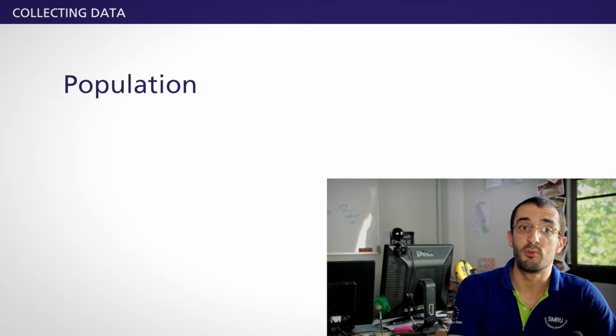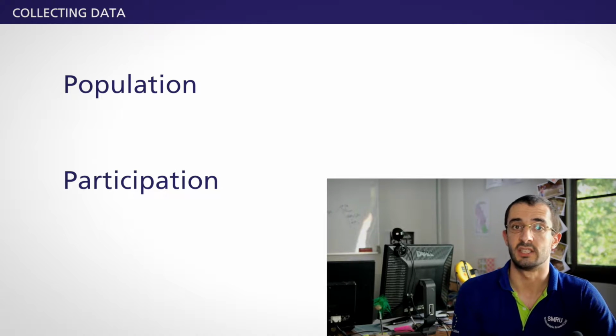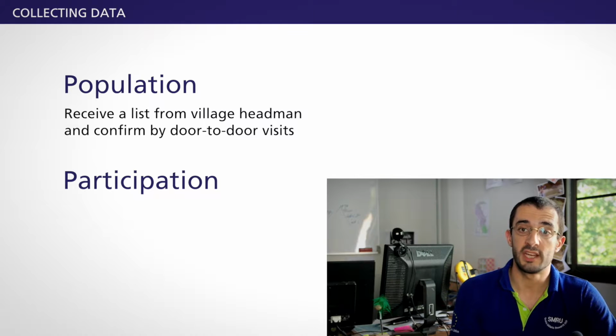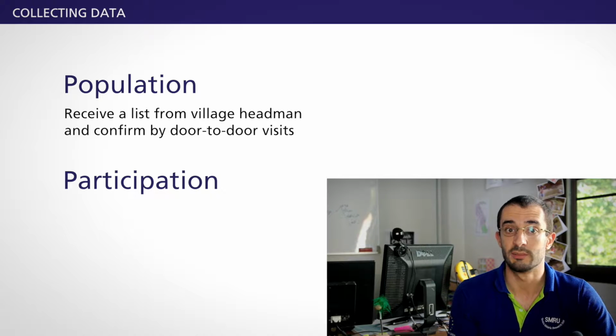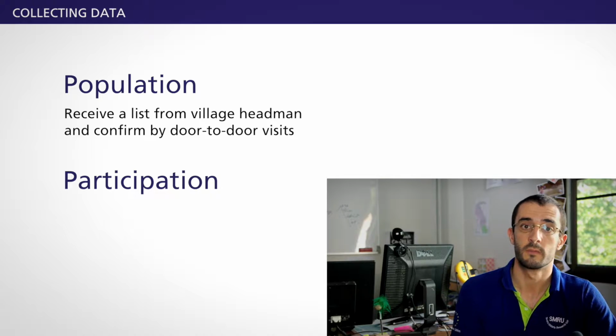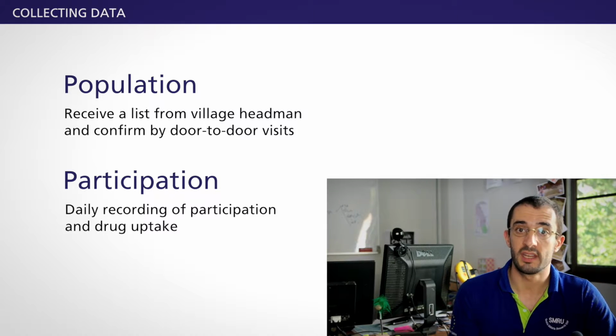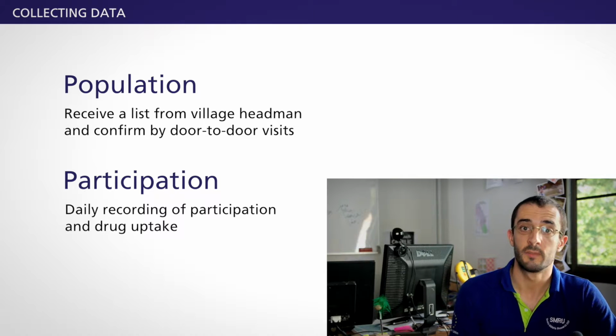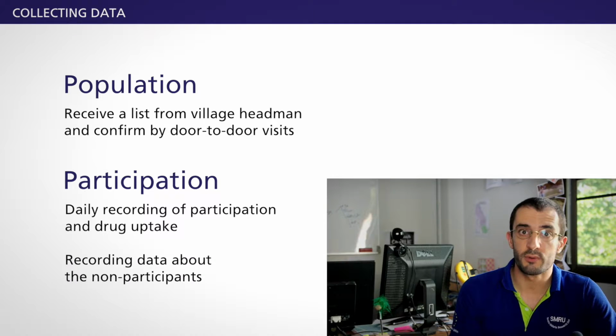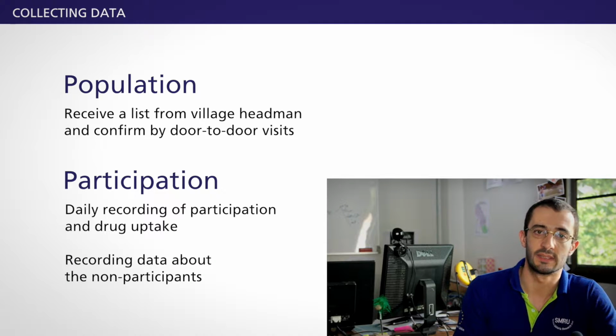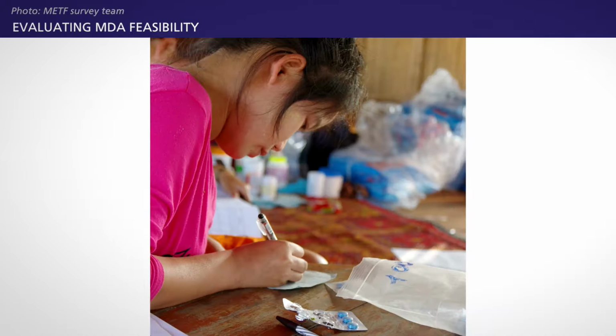In order to assess this feasibility, we need to collect data. We need to collect data about the population of the village and data about the participation in the intervention. For the population, we get a list from the village headman, and then we confirm it by sending our team door to door in each household. The participation we record every day of intervention by recording participants and drug uptake, and also recording data about the non-participants, the reasons why they are not participating.